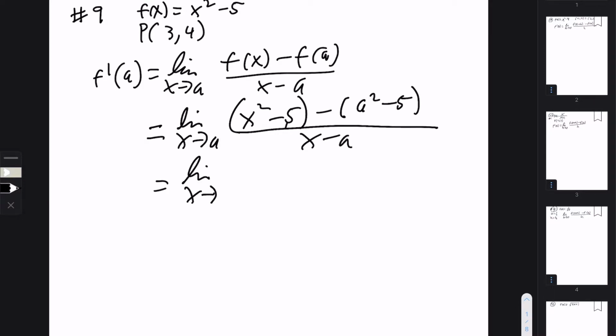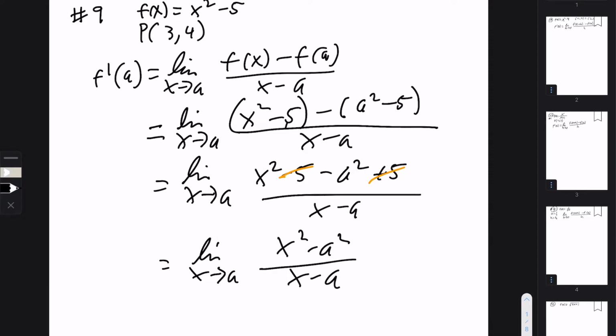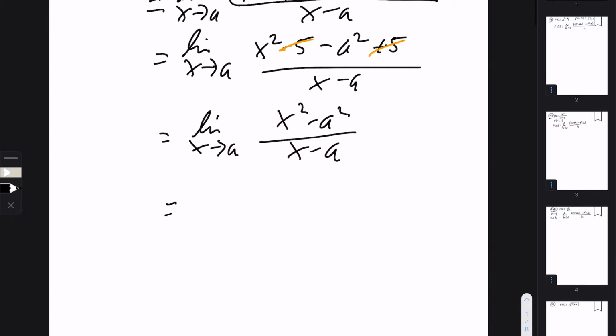So what I'm going to do is distribute the negative here, and I will get minus a squared plus 5. And what I like about this, these will cancel. And then I get x squared minus a squared over x minus a. I'm still in the same boat. X is approaching a, so if that is a and that is a, I get 0 over 0. So I still have to factor and cancel.